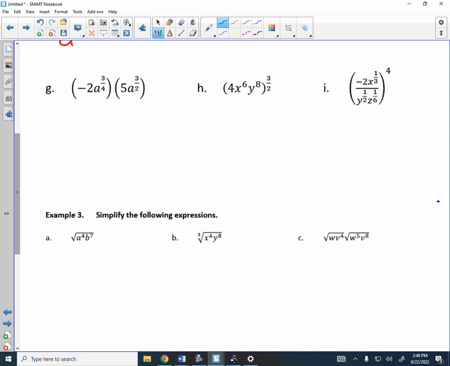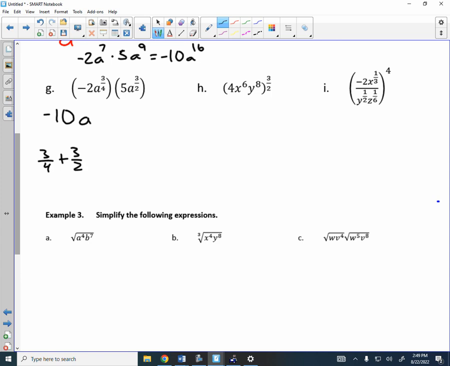Here's what I mean. If this was negative 2a to the 7th times 5a to the 9th, you wouldn't hesitate. You would say that that's negative 10a to the 16th. Agreed? So what that tells you is that you added your exponents. So therefore, we will add our exponents. Get the idea? So negative 2 times 5 is negative 10, a to the, and now we need to add our exponents. So 3/4 plus 3 halves.